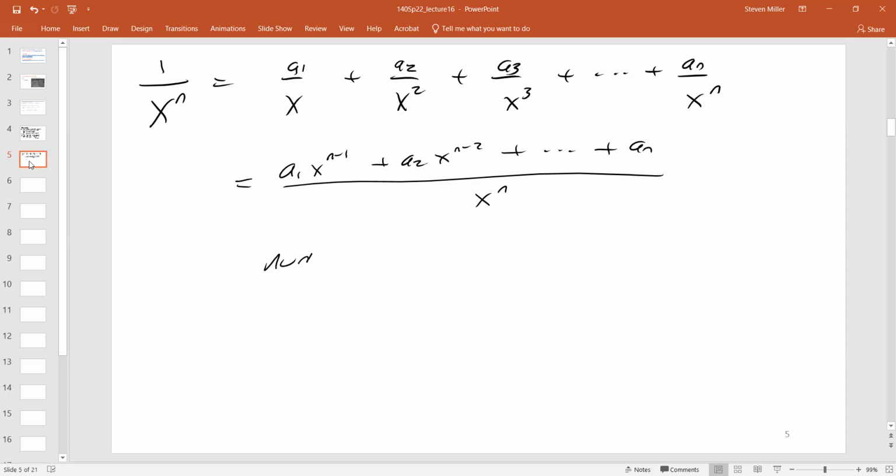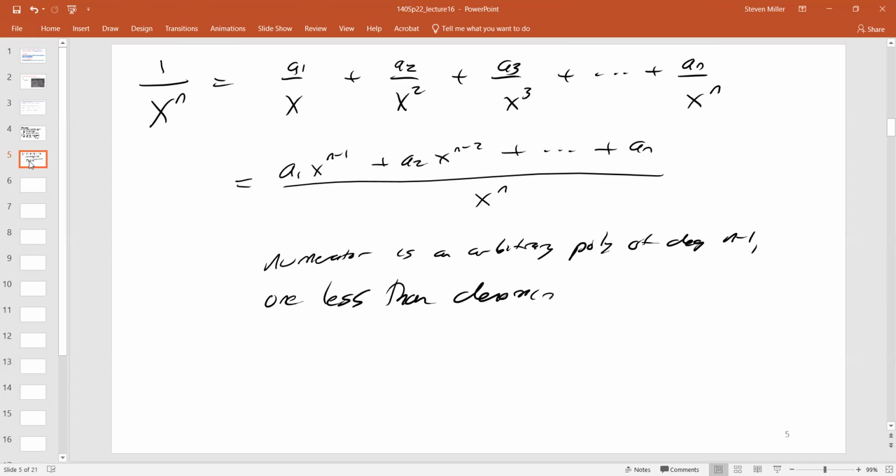Notice the numerator is an arbitrary polynomial of degree n minus 1, one less than the denominator. Again, this is not a full proof that we only have to use one less than the base. So for the x cubed, I don't have to write something x squared plus something x plus constant. I don't have to do that. The reason is the other terms can absorb that. And we saw that the last time. If I write something like this, this is general enough to get anything.